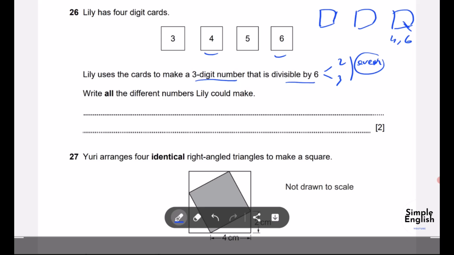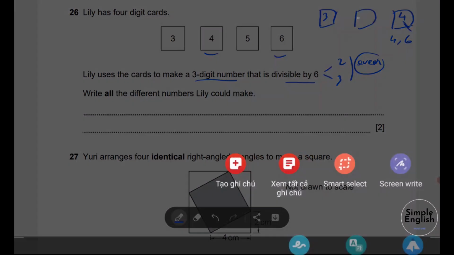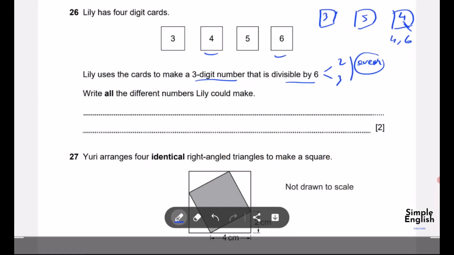Okay, if the last digit is 4, the first 2 digits, how about 3 and 5? Okay, 3 and 5. So let's check. 3 plus 5 plus 4 is 12, right? Okay, 12. So 12 is divisible by 3, right? So it's correct, right? The number is 3, 5, 4, or 5, 3, 4, the same. Because if we add them up together, it's 12.